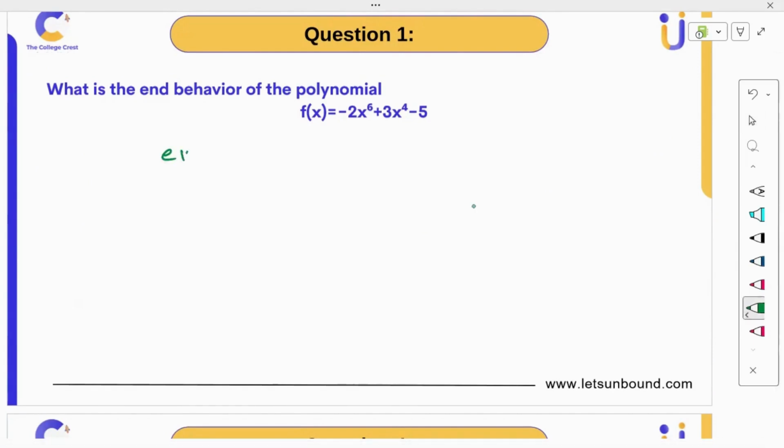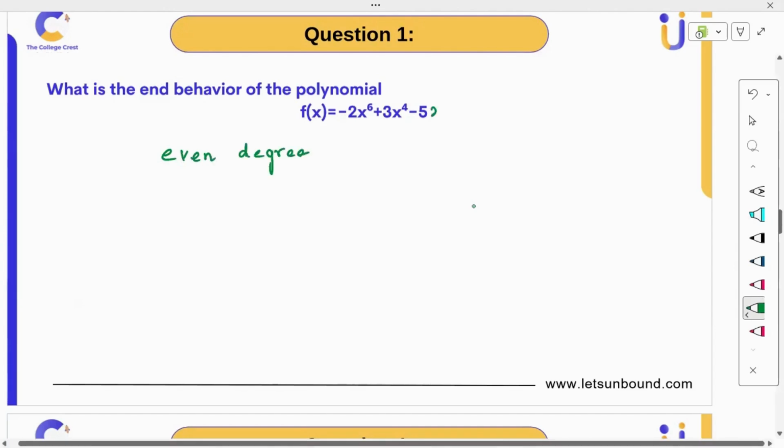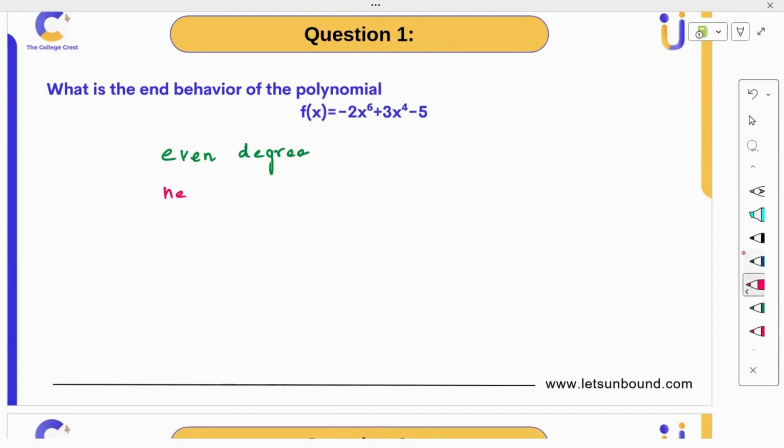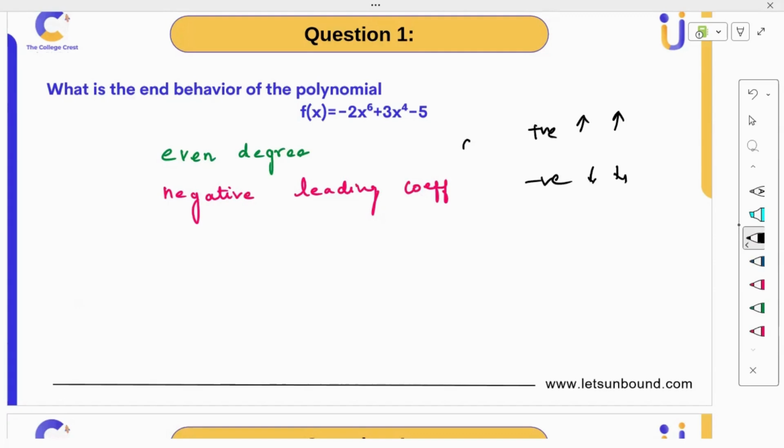It has even degree. Okay, so don't check the first term alone. They might give x power 7 here. So you should check it thoroughly, but here it's easy. Even degree and negative leading coefficient. Okay, what is it? Even degree means either both up or both down. So positive both up, negative both down. So I have this combination, so it's both downward facing.